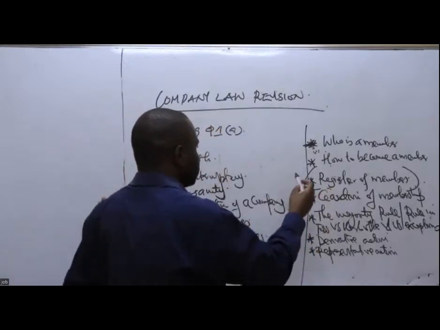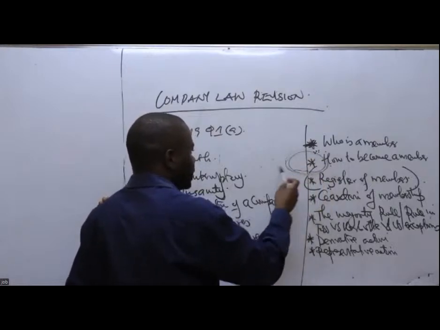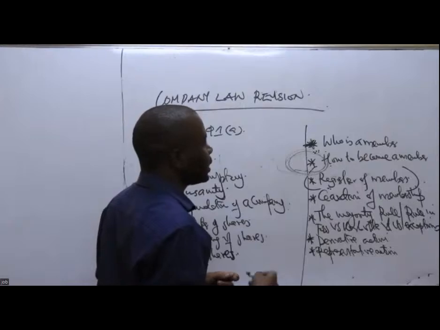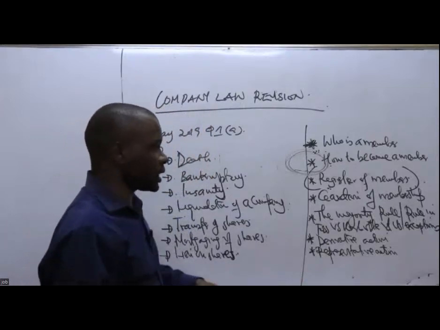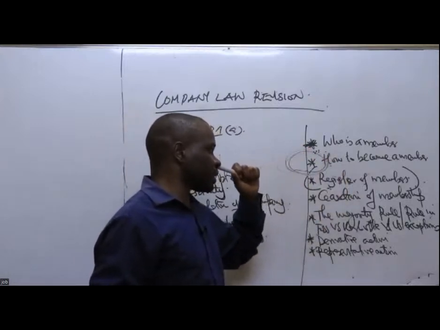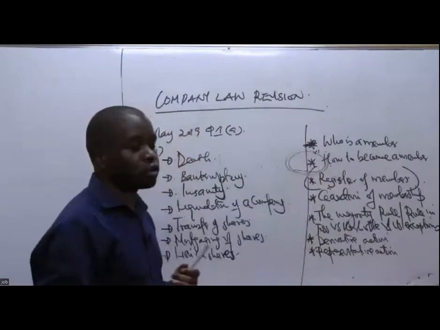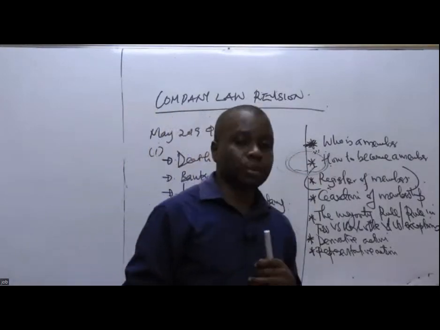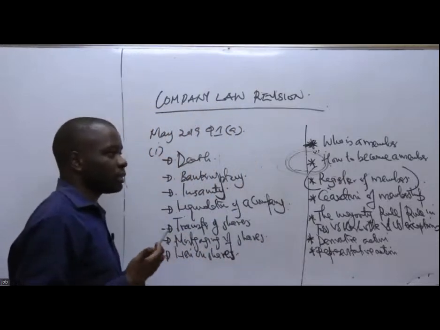I've told you the ways of how you can become a member. It is any way that can lead you to acquire shares of the company. So, for example, if the shares are allotted, you can become a member of a company through, number one, allotment of shares. That is one of the ways of becoming a member of a company.